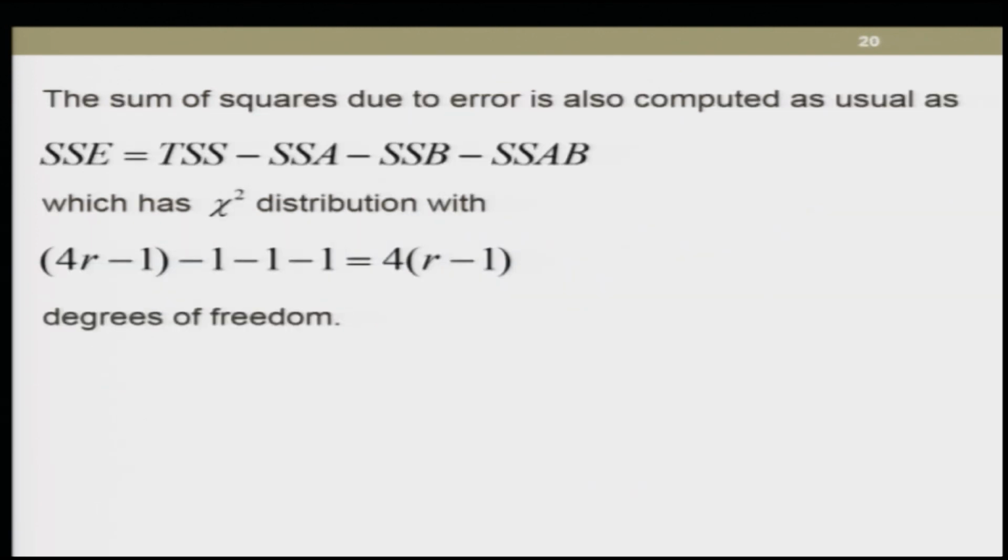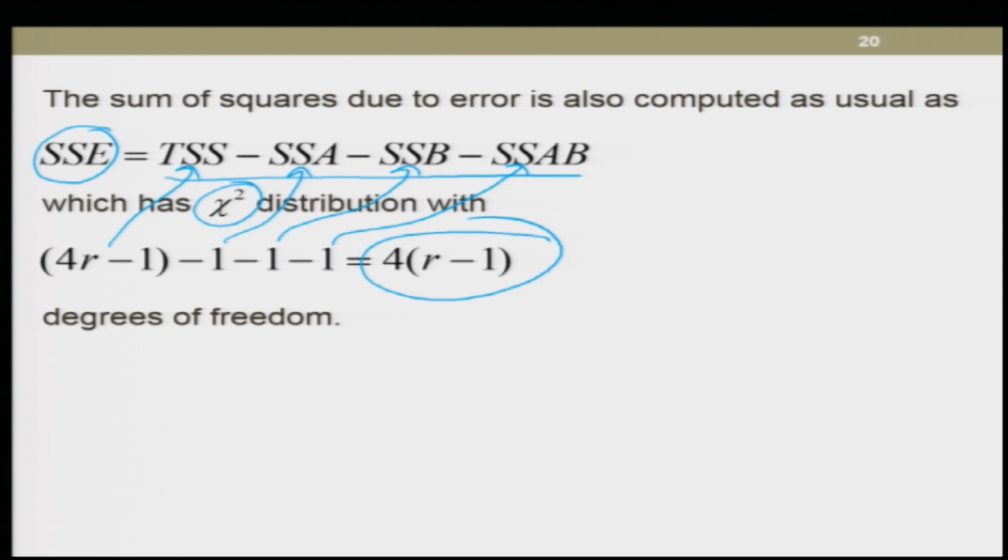And after this you can compute the sum of squares due to error by the usual expression, TSS minus SSA minus SSB minus SSAB, and this will also follow a chi-square distribution, whose degrees of freedom can be obtained by subtracting. The TSS has 4r minus 1 degrees of freedom, SSA has 1 degree of freedom, SSB has 1 degree of freedom, SSAB has 1 degree of freedom. So, this will come out to be that SSE has 4 into r minus 1 degrees of freedom, right.